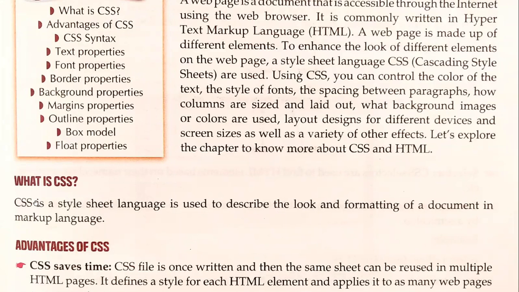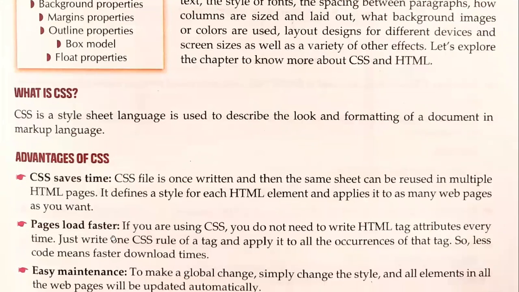So now we will understand what is CSS. CSS is a style sheet language. It is a computer language, students. Just like we did the Python language, CSS is also a language, but which type of language? It is a style sheet language, which means that it will provide only styling. It's used to describe the look and formatting of a document in markup language.